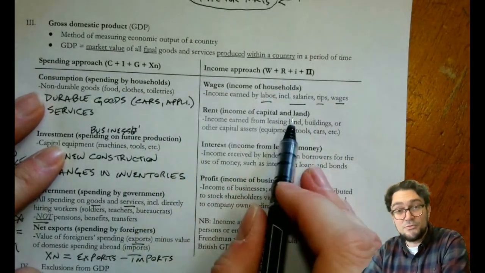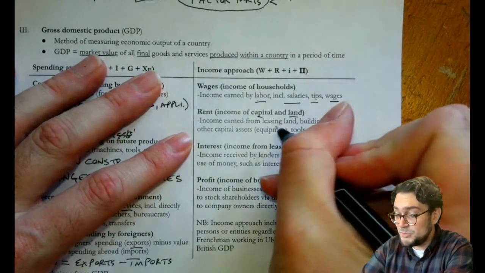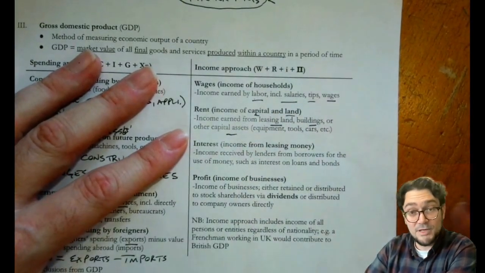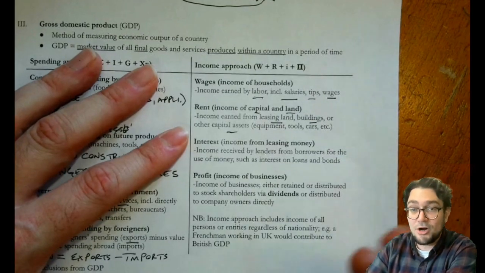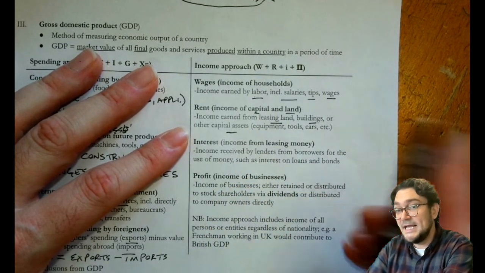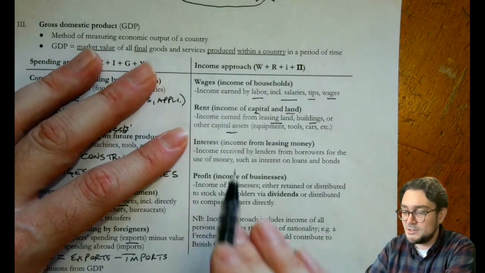Then we count up all the rent, and that would be the income of all the capital and the land. And rent can be from leasing land, buildings, capital assets. If you rented an apartment, for example, or if you rented a car, for example, if you leased a machine for your business, any of those things would count in rent, right? So rent is kind of a big umbrella term here.